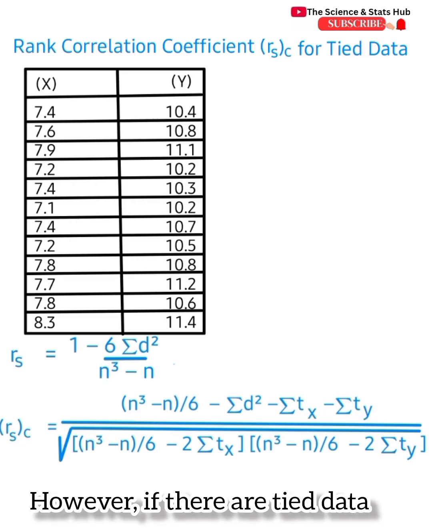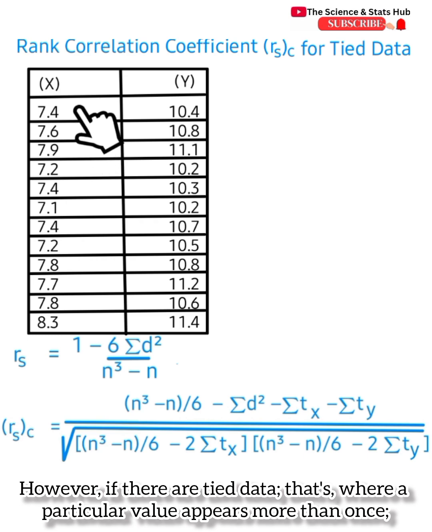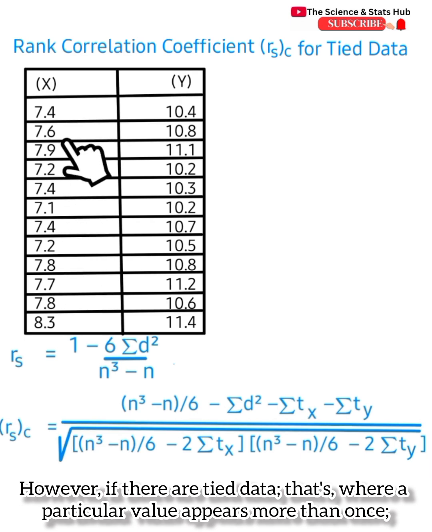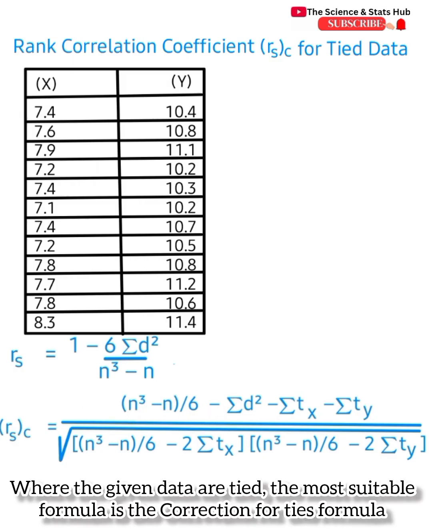Rank correlation coefficient is calculated with any of these formulas. However, if there are tied data like we have on our table, that is where a particular value appeared more than once. On our x variable, we could see 7.2 appearing twice, so also 7.4, and so on and so forth. On the part of the y variable, we could also observe tied data. In a situation like this, we employ the correction for ties formula. This entails that where the given data are tied, the most suitable formula to calculate the rank correlation coefficient is this.